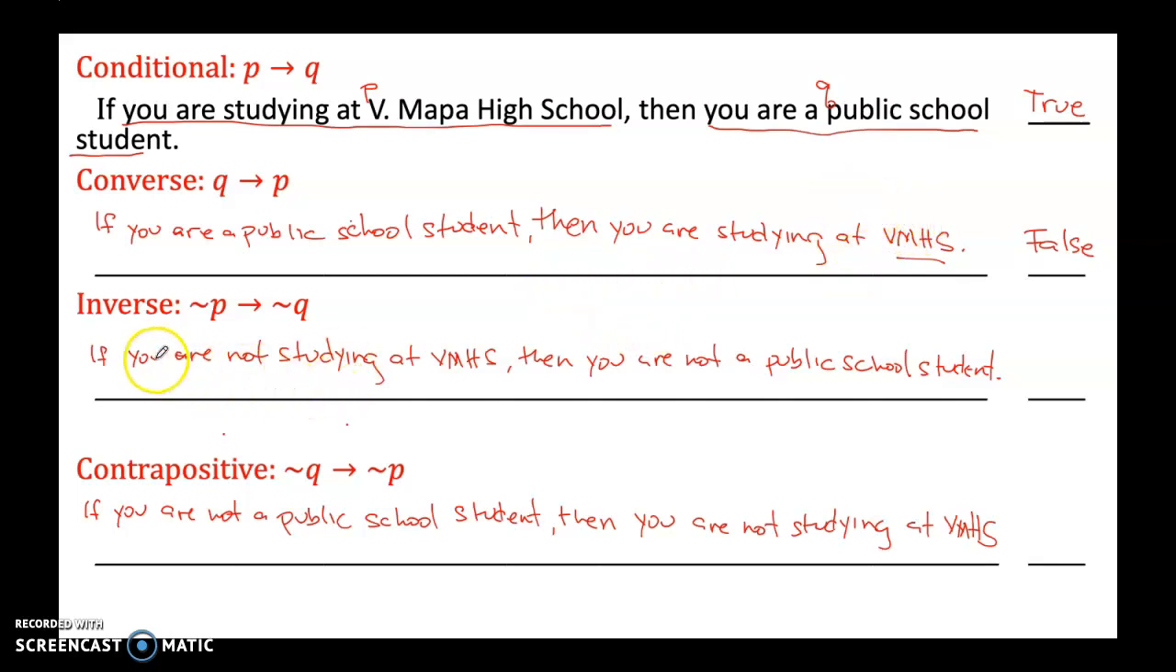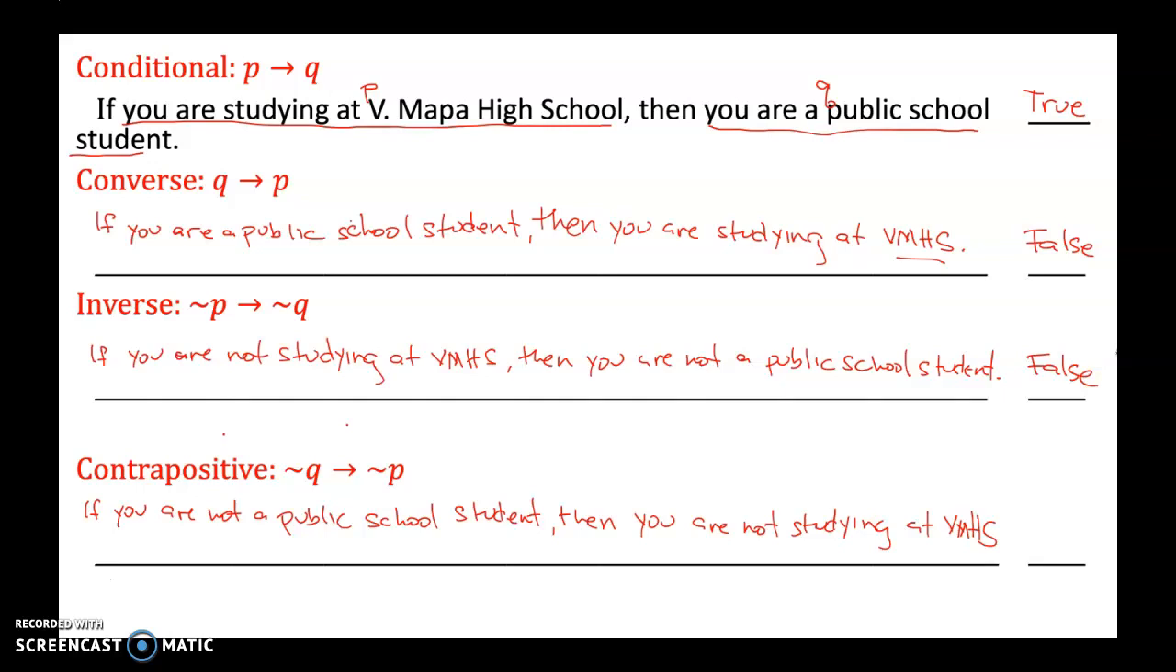For the inverse: if you are not studying at Bimapa High School, then you are not a public school student. Again, suppose you are studying at Claro M. Recto High School, you can also be called a public school student. Therefore, the inverse statement is said to be a false statement.